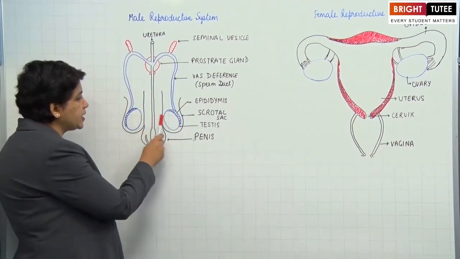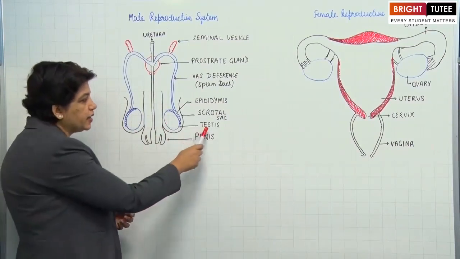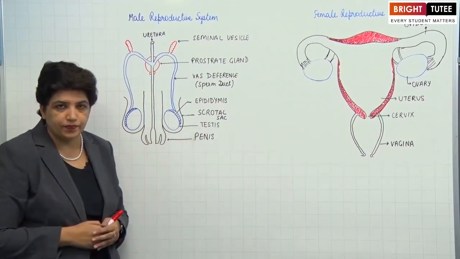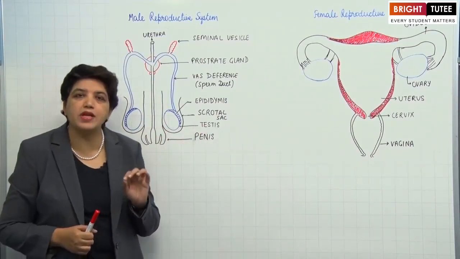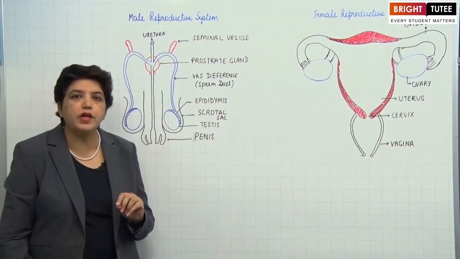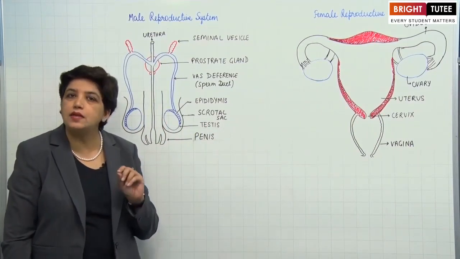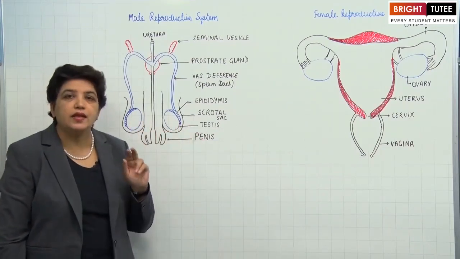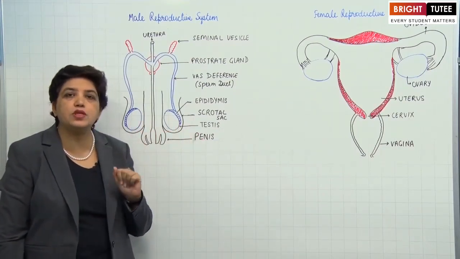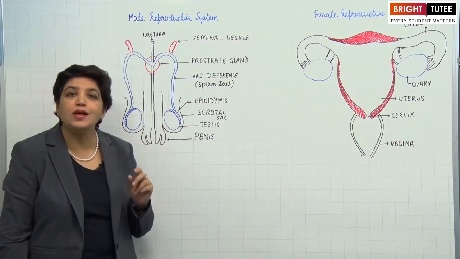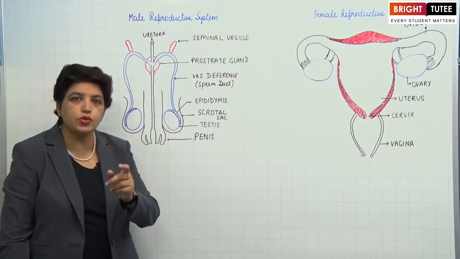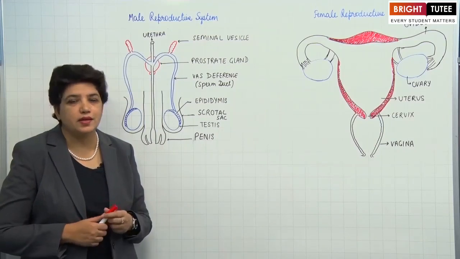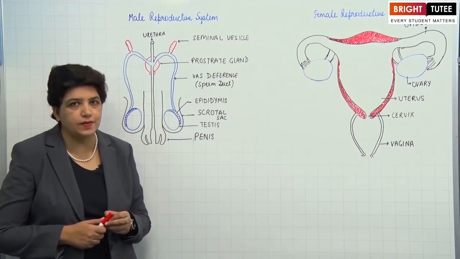The primary sex organs of males are a pair of testes. The testes are primary sex organs. They produce the male gamete, that is the sperm. So sperms are produced in these organs. The testes also produce the male sex hormone called testosterone. I told you about this under the topic of endocrine system.